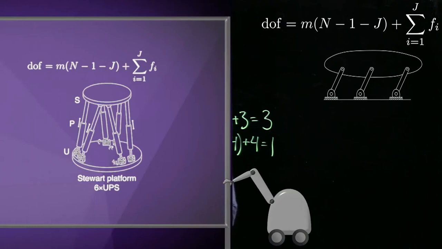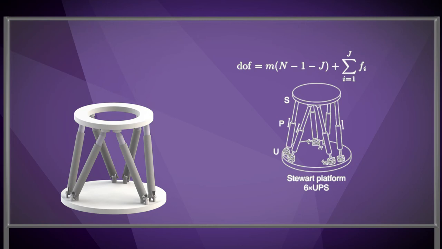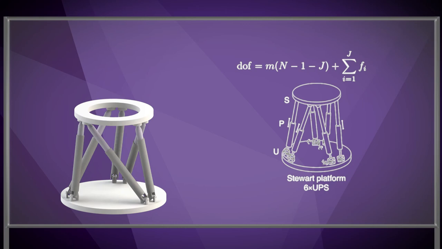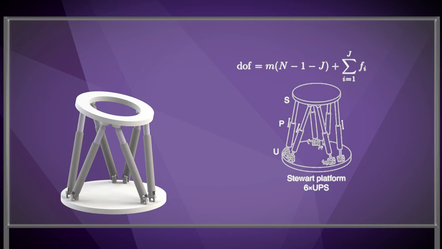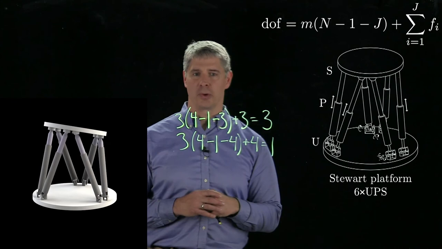Finally, we have a spatial closed-chain mechanism called a Stewart platform. It has 6 legs connecting the bottom platform to the top platform, and each leg consists of a universal joint, a prismatic joint, and a spherical joint. The prismatic joints are actuated, creating motion of the top platform, as you see in the video. Each leg has 2 links, and adding ground and the top platform makes 14 links total. Each leg has 3 joints with 6 degrees of freedom total, for a total of 18 joints with 36 total freedoms. The mechanism moves in 3-dimensional space, making m equal to 6.